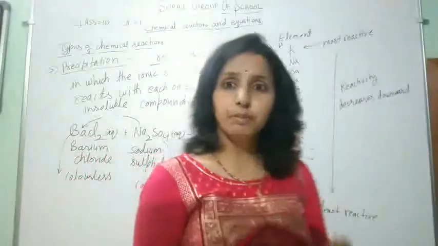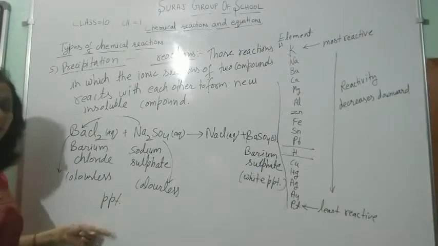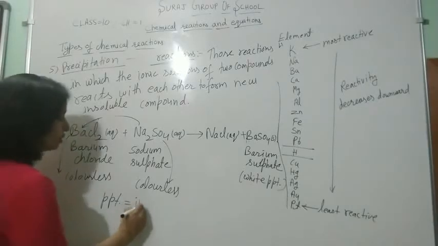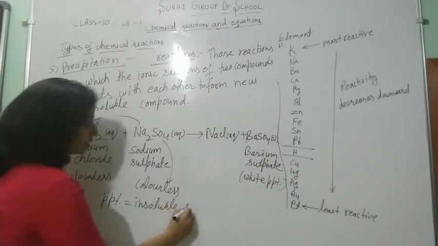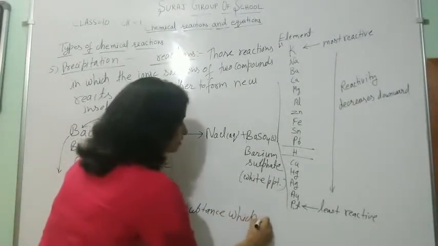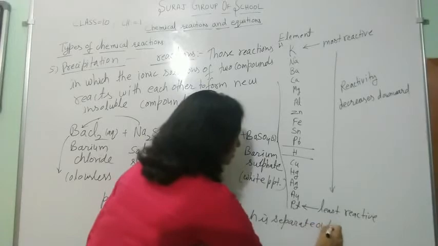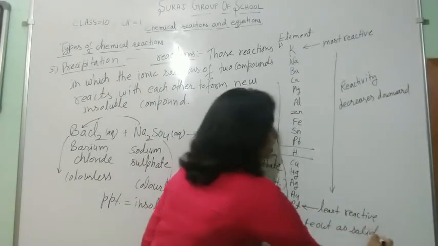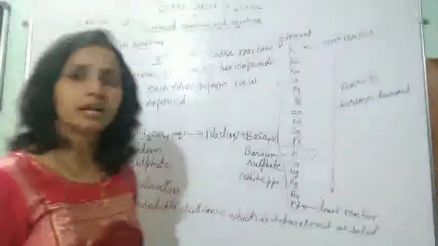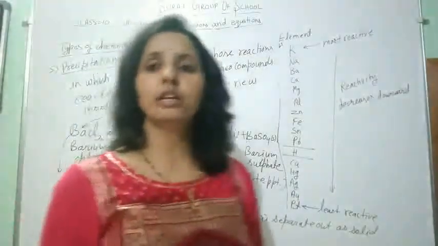What is a precipitate? Precipitate is an insoluble substance which separates out as a solid. The substance is known as a precipitate. So these types of reactions are known as precipitation reactions.